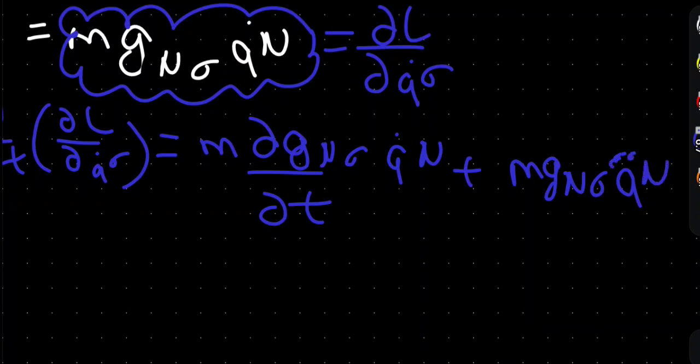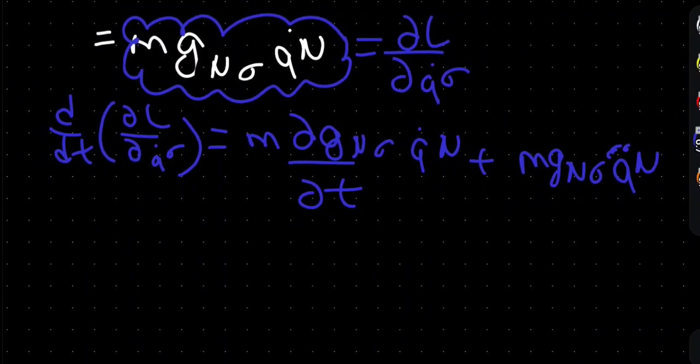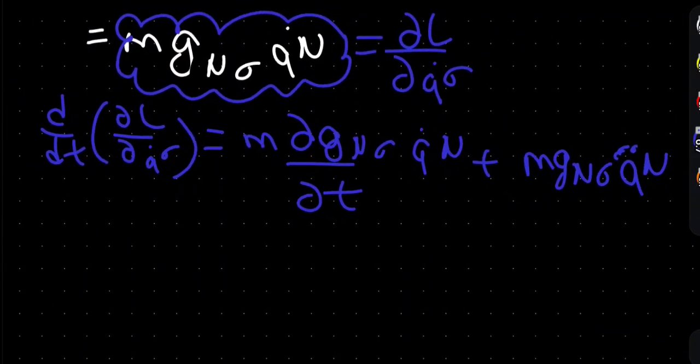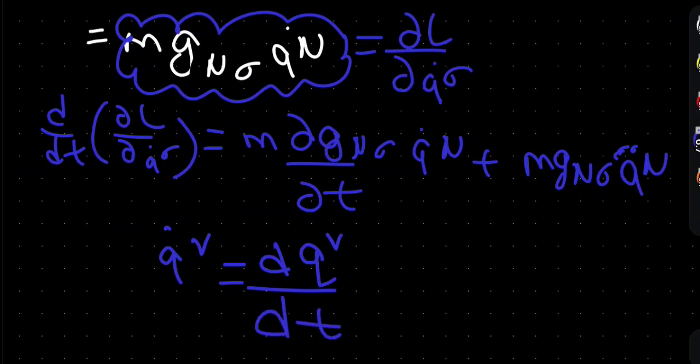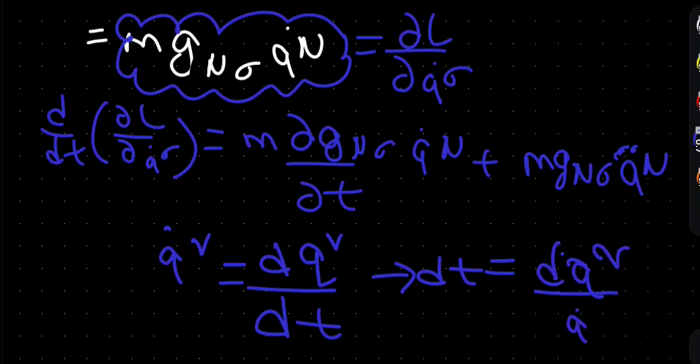Now I'm going to do one thing, so watch carefully what I do here. If you define the velocity q dot nu, what is q dot nu? It's the velocity, and q is our position vector, so it can be written as dq mu divided by dt. So I'm going to substitute this: I can write dt equals dq mu divided by q dot mu.